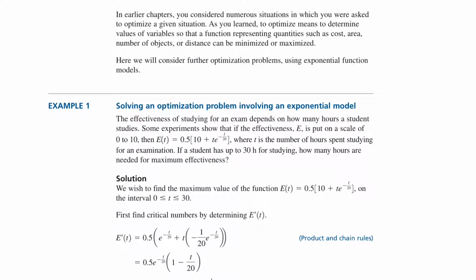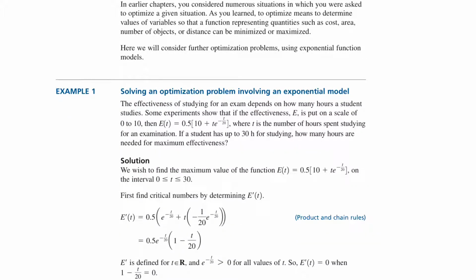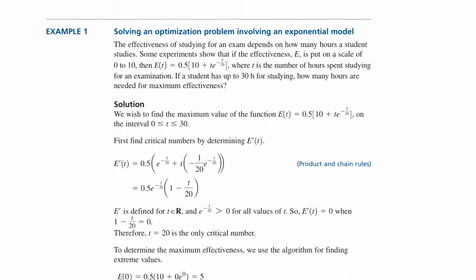In earlier chapters, we considered numerous situations in which we were asked to optimize the given situations. As we learned, to optimize means to determine values of variables so that the function representing quantities such as cost, profit, area, number of objects, and so on can be minimized or maximized. In this section, we work on optimization using exponential function models.